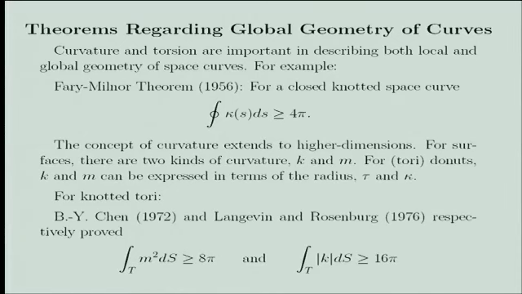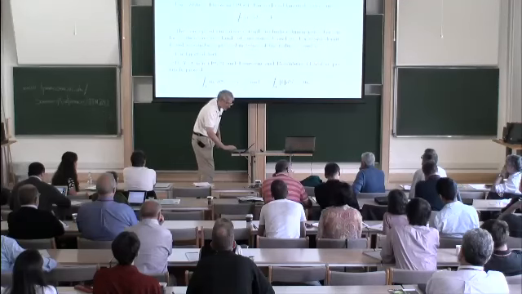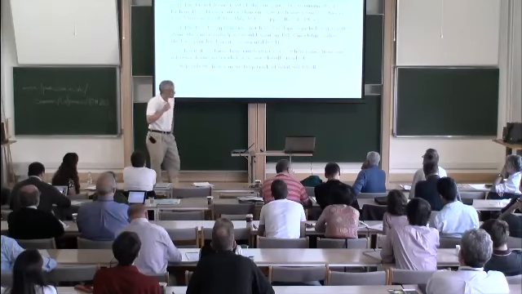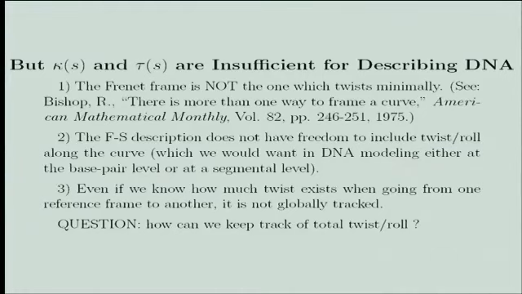These are the results of B.Y. Chen or Langevin and Rosenberg from back in the 70s. This is just to illustrate that the concepts of curvature and torsion have their place. But one part of the Frenet-Serret apparatus that needs to be modified if one wants to look at DNA twist is that the reference frames that evolve according to the Frenet-Serret apparatus have a bias in them in terms of the twist. And that bias goes like the integral of the torsion.